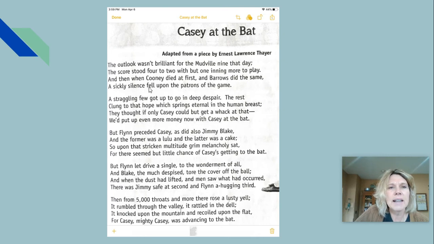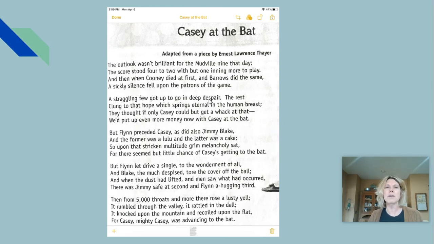"A sickly silence fell upon the patrons of the game." So when Cooney went up and he struck out, and Barrows did the same. Here, this Mudville Nine, these fans want this team to win, but now two have already struck out. So there's a sickly silence. "And a struggling few got up to go in deep despair." So some of the fans got up and left.